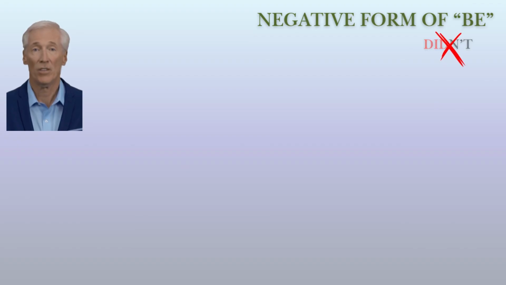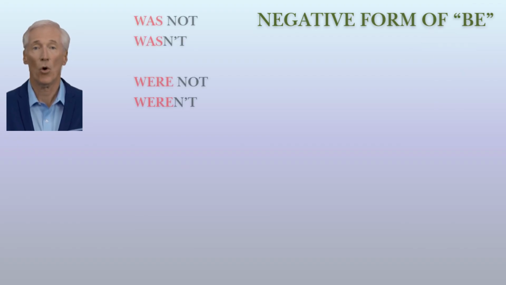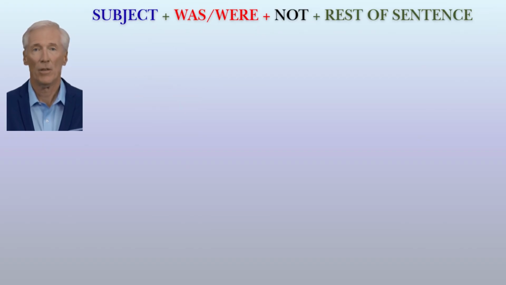How do we form it? We use was not or wasn't, and were not or weren't. Structure: subject plus was, were, plus not, plus the rest of the sentence. The contractions wasn't and weren't are very common in spoken English.